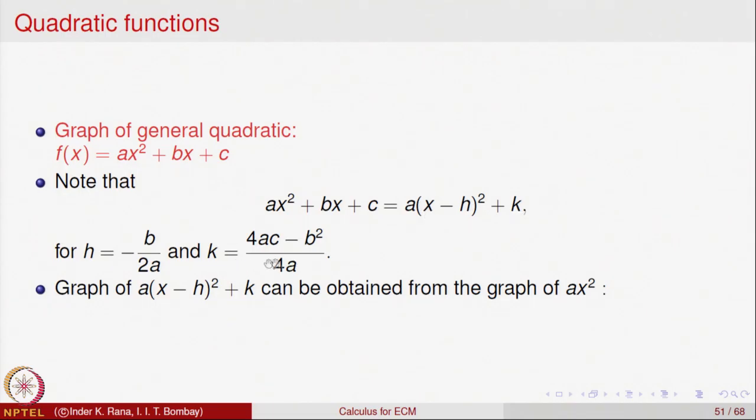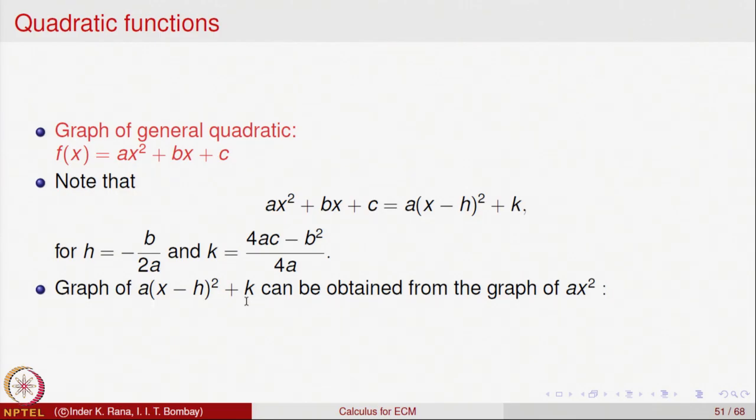So, from those three equations, you will get essentially only two equations, you will get the value of h and k. So, if this equation is to be transformed into this equation, then h is equal to this value and k is equal to this value. So, I strongly suggest that you work out this and see that the values are correct. So, once you have done that, the equation will look like a times x minus h square plus k.